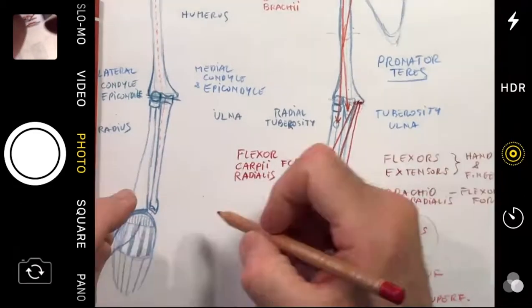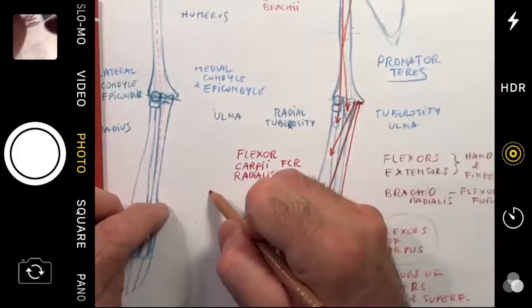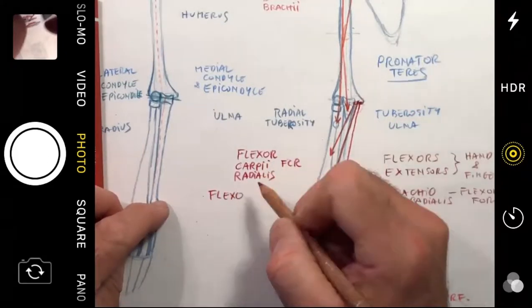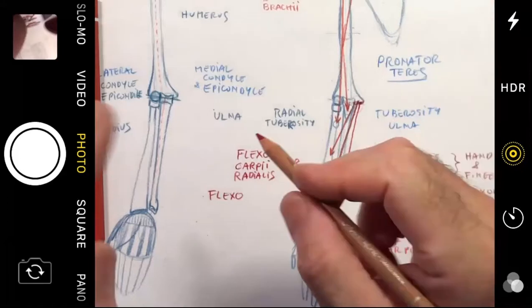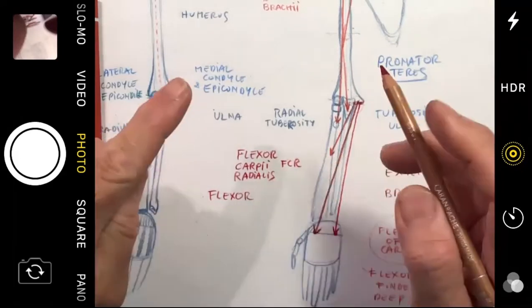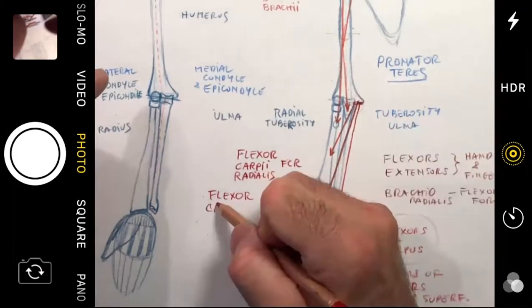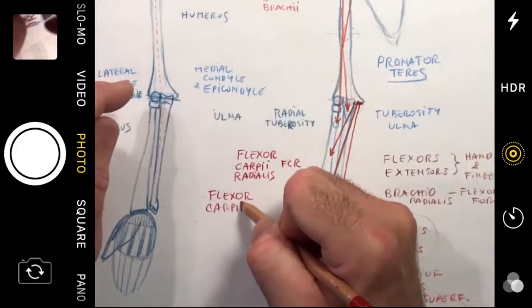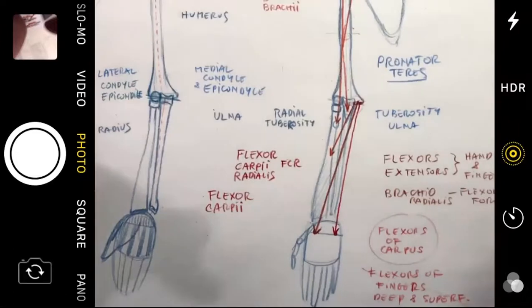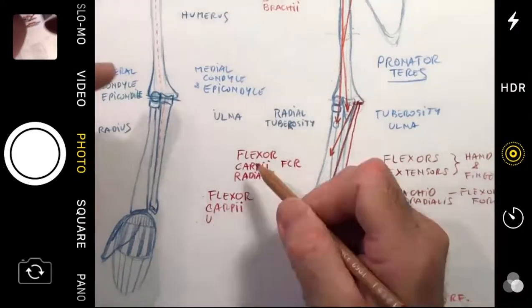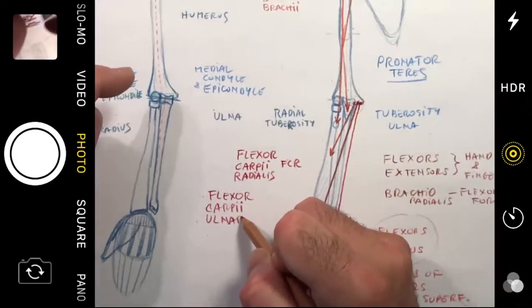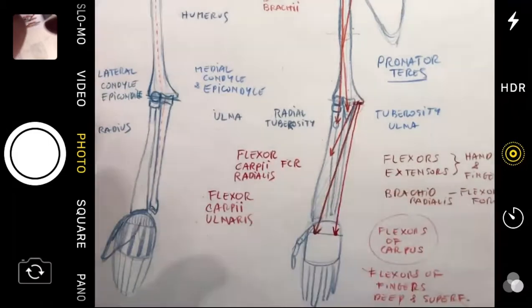A flexor. Yeah, right. So we have the flexor. Flexor, but before that, flexor of what? Carpi. Carpi. Yeah. Ulna. Beautiful. That's it. You got it. Flexor carpi ulnaris. That explains it, right? Makes sense?